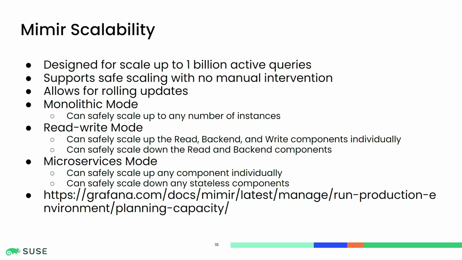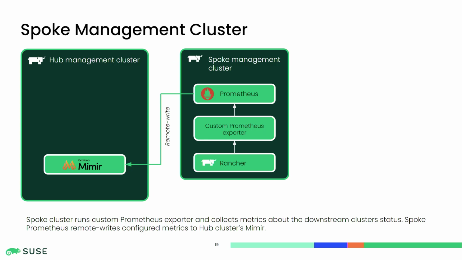For the monolithic mode, you can safely scale up any number of instances of Mimir as a whole. For read-write mode, you can individually scale up the read, backend, and write components by themselves. You can also safely scale down the read and backend components. For the microservices mode, you can scale up any component individually, and you can also scale down any stateless component. More information on that can be found at this link.